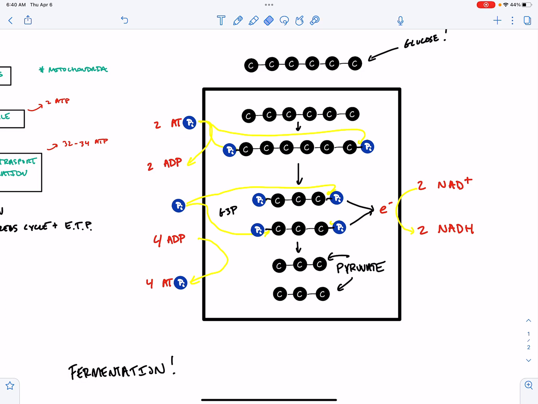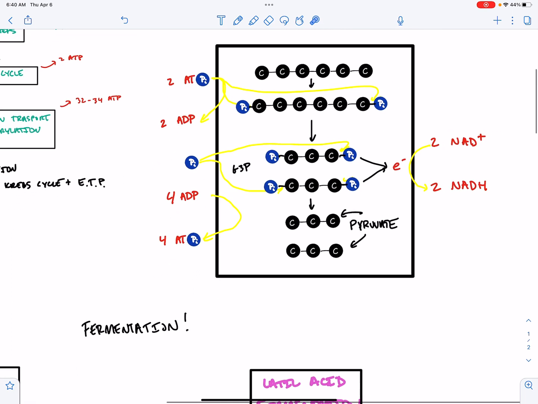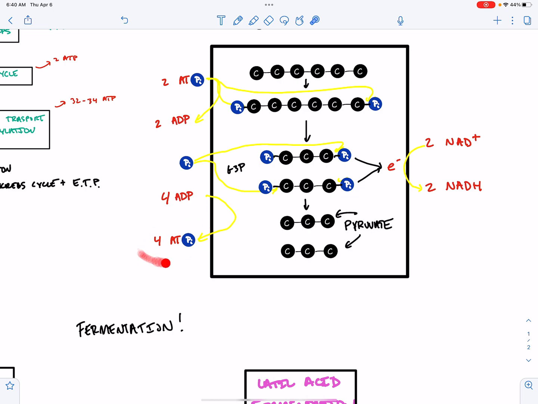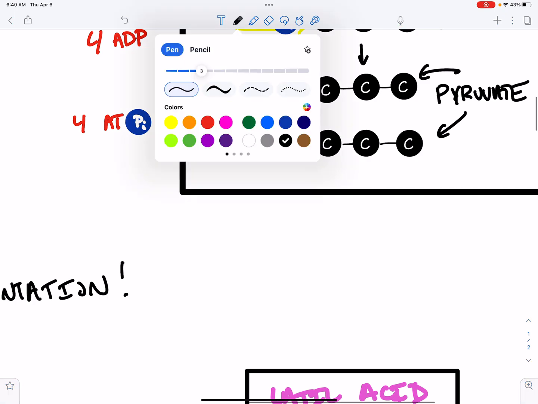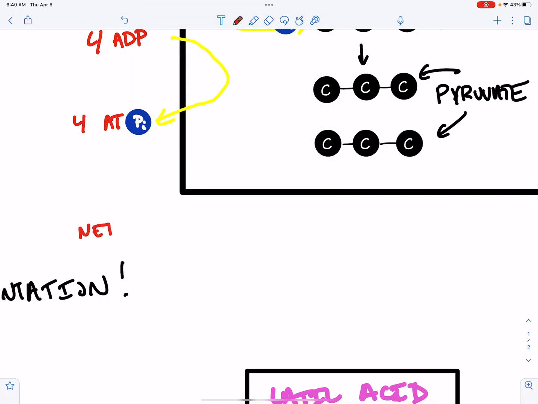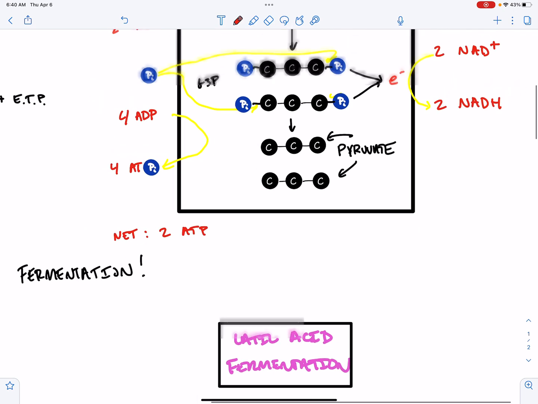So last screencast, you learned that we did some substrate level phosphorylation to make 4 ATP, but remember, we spent 2 ATP at the beginning. So on net, when you subtract the 2 that we spent from the 4, we get 2 ATP made.